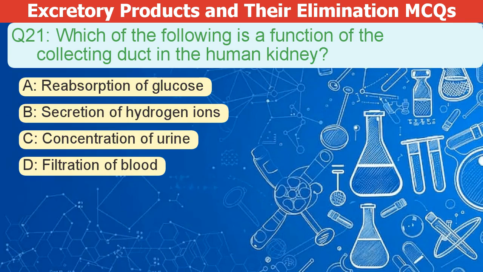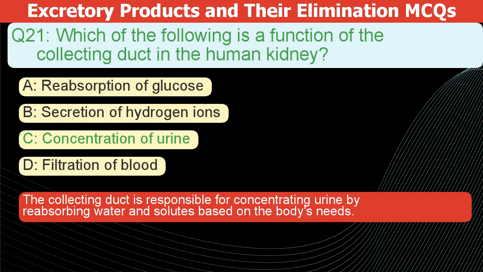Which of the following is a function of the collecting duct in the human kidney? A. Reabsorption of glucose. B. Secretion of hydrogen ions. C. Concentration of urine. D. Filtration of blood. The correct answer is C. The collecting duct concentrates urine by reabsorbing water and solutes, depending on the body's needs.